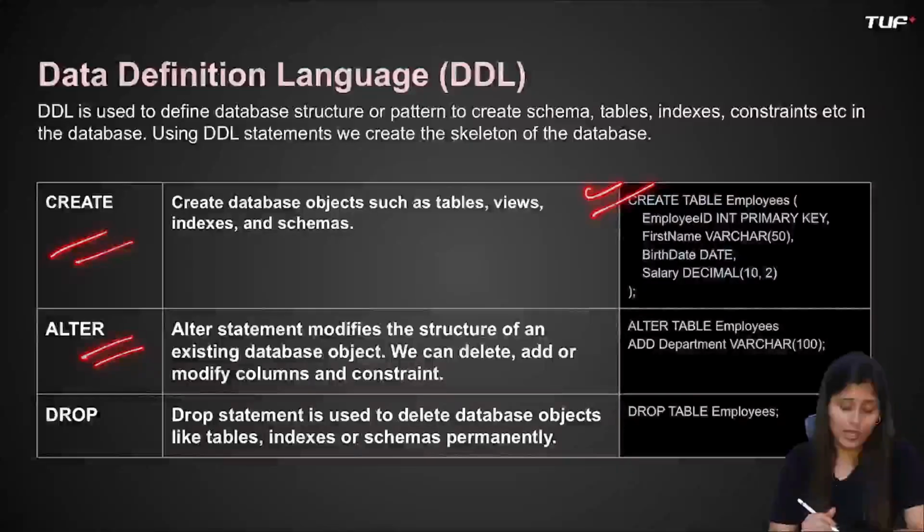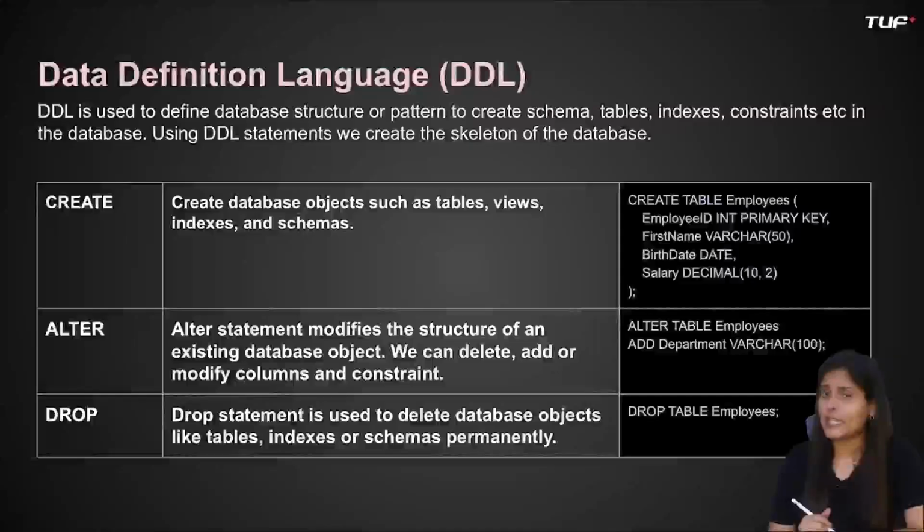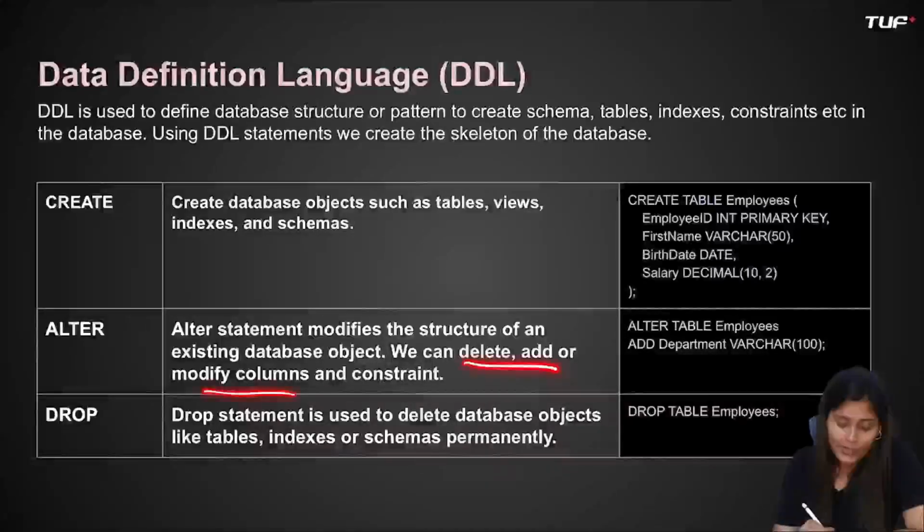The second command is alter table. After creating the table, if we want to alter it, basically if we want to change the name or something like that, it modifies the structure. It does not modify the data inside the table, but it modifies the structure of the table, right? We can delete, add or modify columns and constraints.